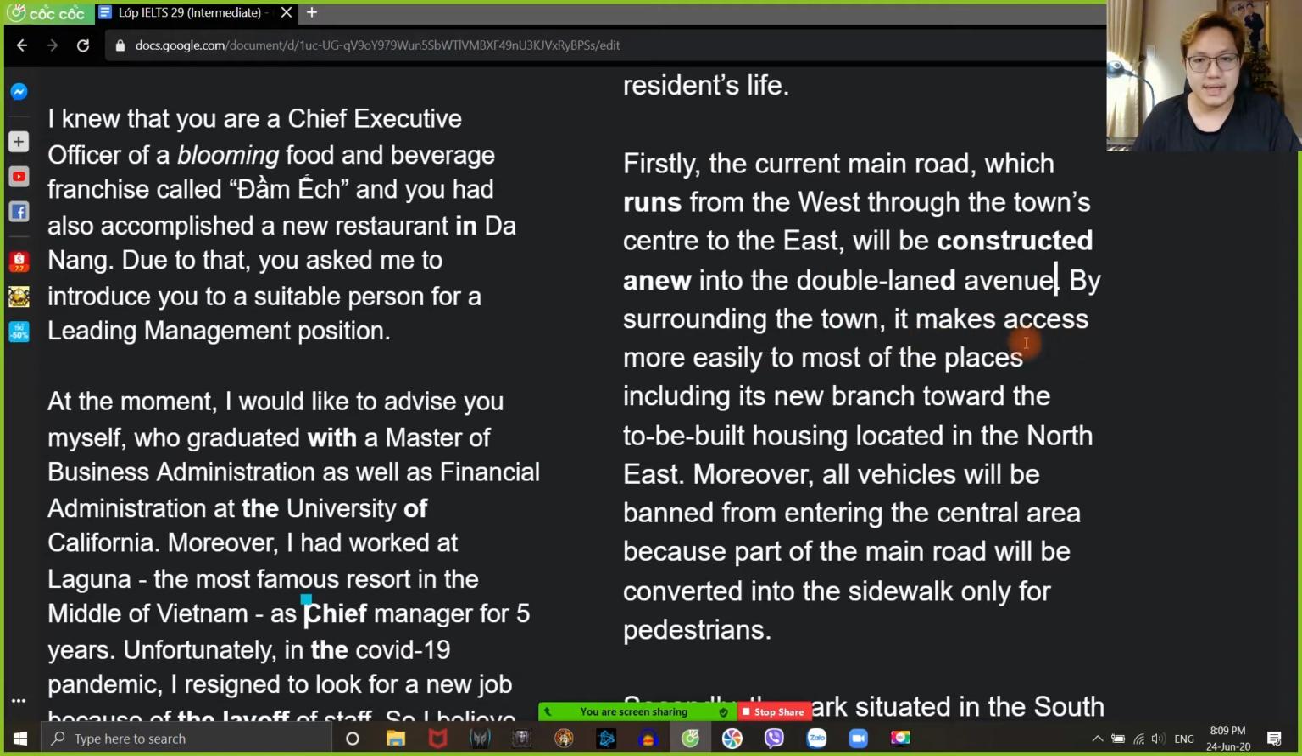By surrounding the town, it makes access more easily. Bằng việc bao phủ xung quanh cái town này, it makes access, nó làm cho cái tiếp cận dễ dàng hơn to most of the places. Phần đông các nơi, bao gồm là its new branch toward the, bao gồm cái nhánh mới đến với khu vực housing sắp được xây, toward the to be built housing. Okay, so this is another way to show style. Đây là một phong cách rất tốt này. Located in the to be built housing, located in the northeast. Located to the northeast sounds better. Nghĩa là located to the northeast nghe ổn hơn.